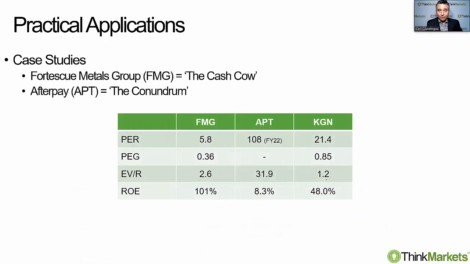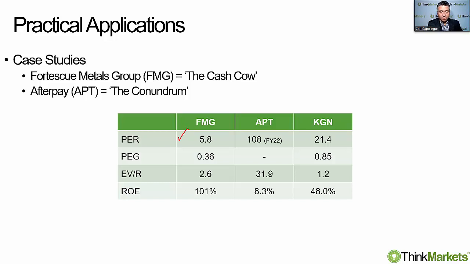Let's put all of our calculated data into a table. It makes it easier to make the comparisons. And we can see that in terms of the price to earnings ratio, Fortescue appears to come out ahead, but do note it has the lowest forecast growth rate out of the three stocks.